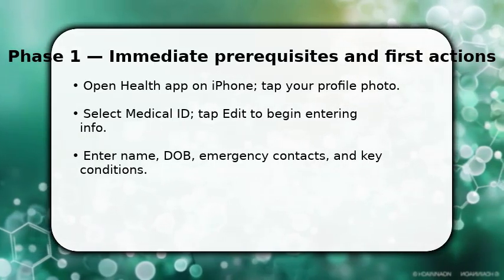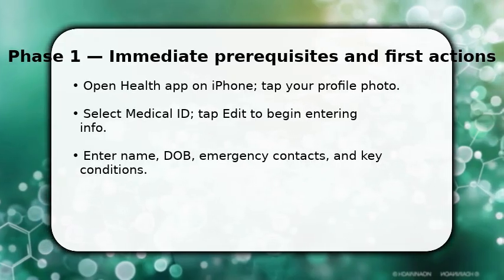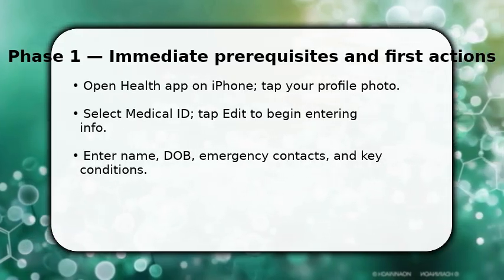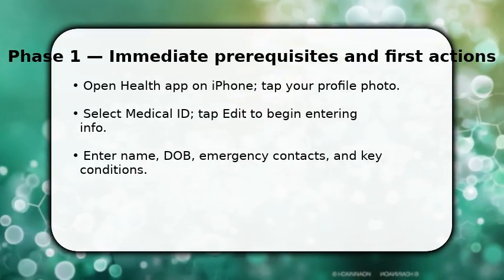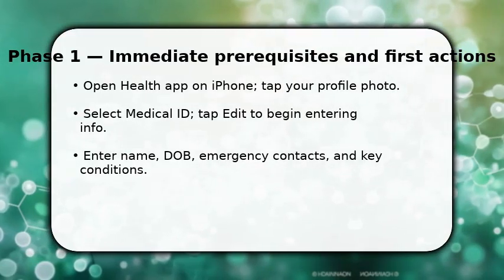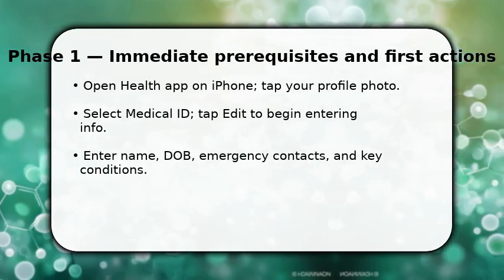Enter your full name, birth date, key medical conditions, and primary emergency contact with a phone number. Once done, add allergies and medications too. Make sure entries are clear and concise so someone can read them quickly in an emergency.